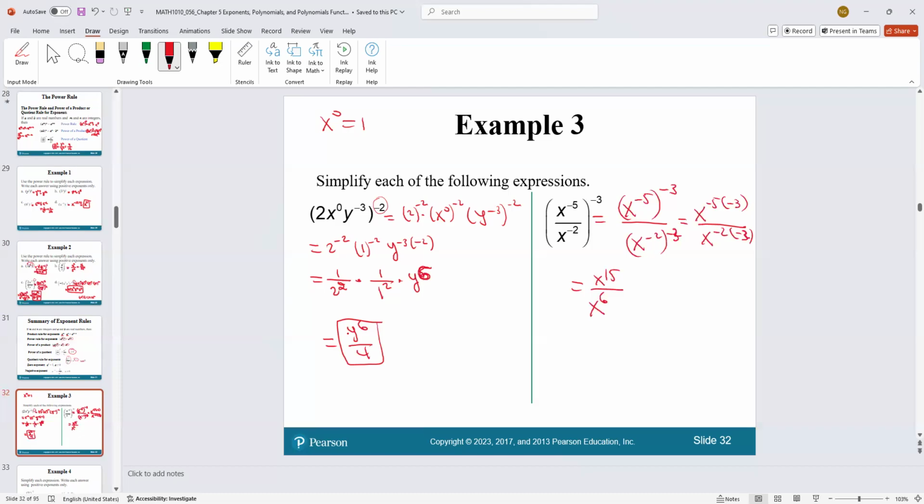We're not done because now we realize the bases are the same, x, so we can subtract the exponents. It gives x power 15 minus 6. This is x power 9. Final answer. So those are some great examples, but our goal is to do as many examples as possible.